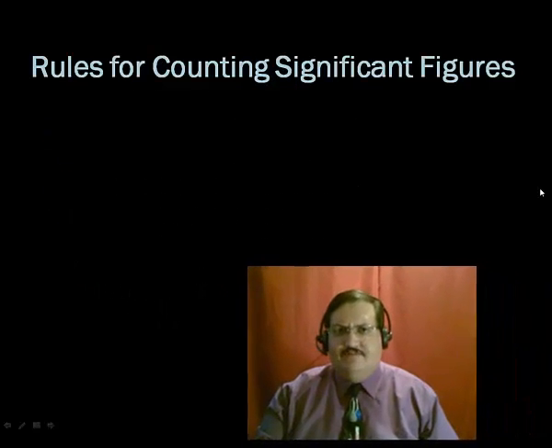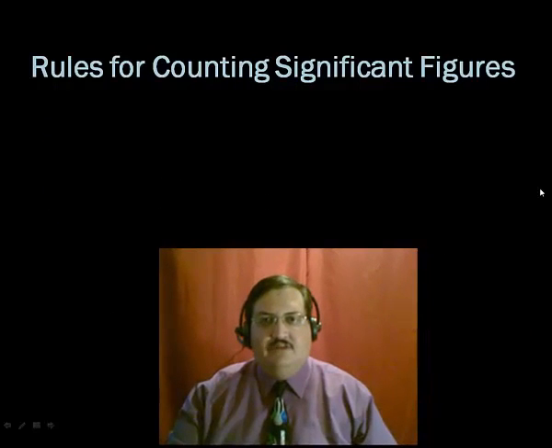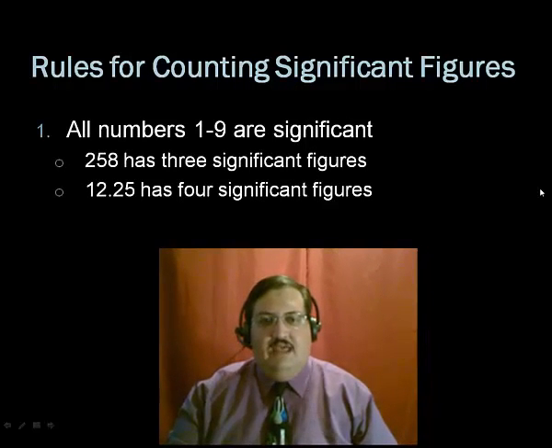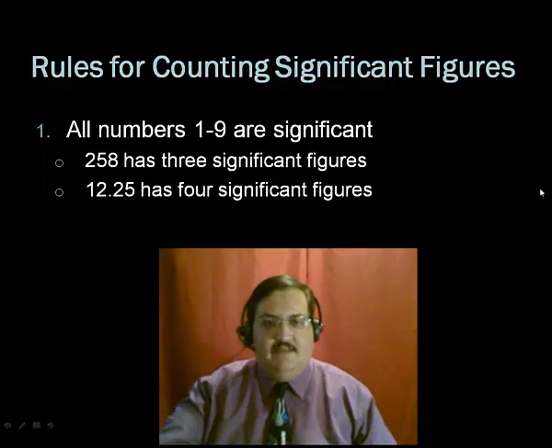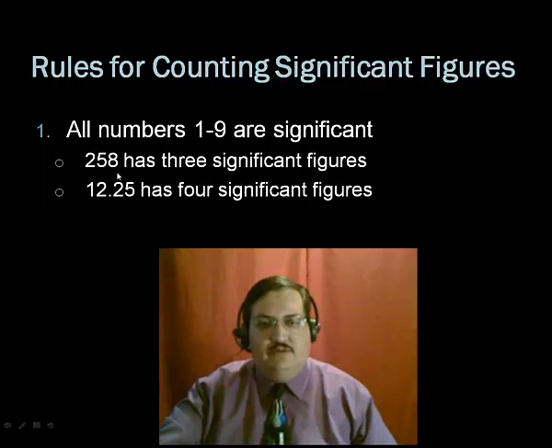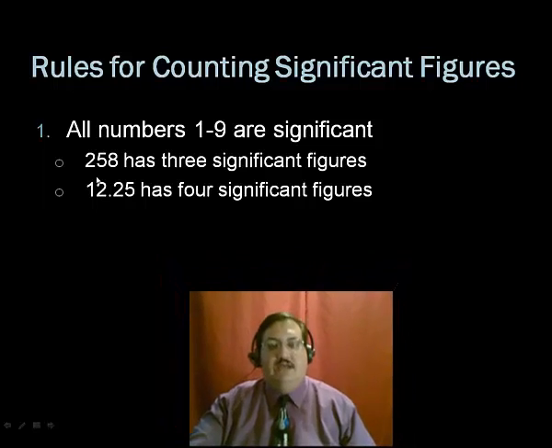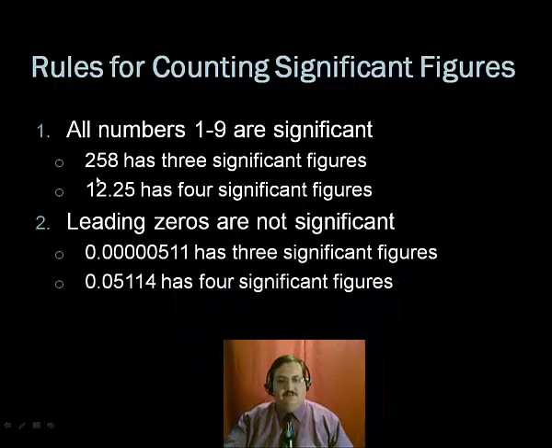So let's start figuring out how many significant figures a number has. Anytime you see the number 1 through 9, any non-zero integer is considered significant. So if I have 258 written out, the 2, the 5, and the 8 are each going to be significant. I would have 3 significant figures. Likewise, 12.25, each one of those is non-zero. I would have 4 significant figures.